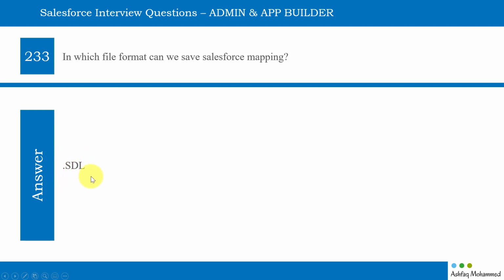But what is the reason why we should save this field mapping? If you are working in a big org, you might be doing these data loads very frequently. If there is some repetitive task, you don't want to map the fields every time you are loading the data. So there is a screen when you are mapping the fields to save the mappings. When you try to save the mappings, it saves in .sdl format. That is how we can save the mapping in the .sdl format.